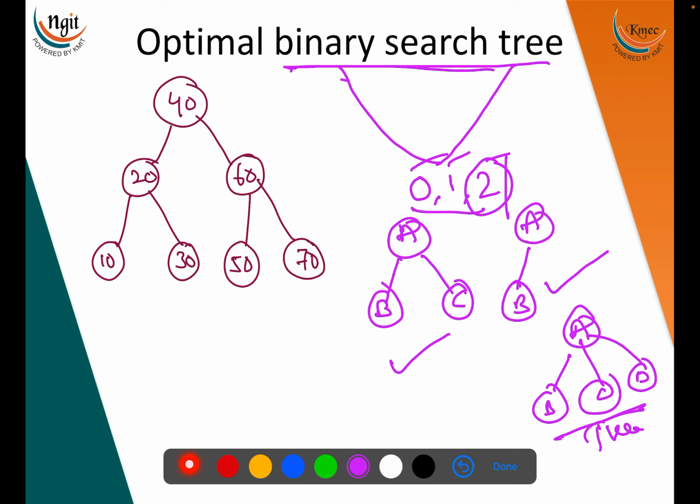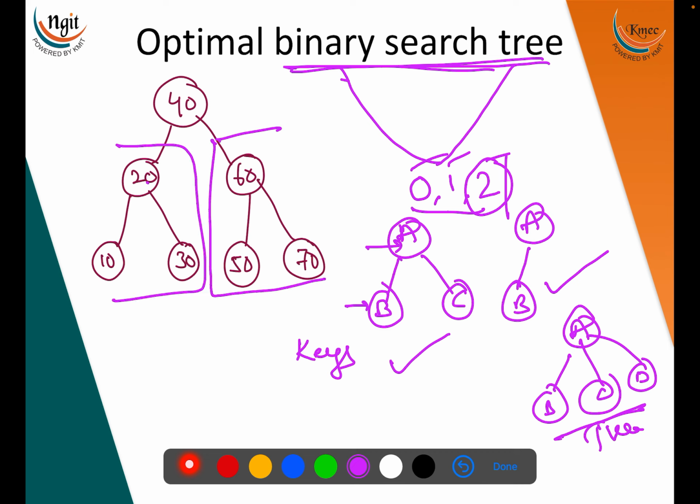Now what is binary search tree? In a binary search tree, I am calling these elements keys. The keys are arranged such that for any node, all the smaller keys are on the left hand side and all the larger keys are on the right hand side.